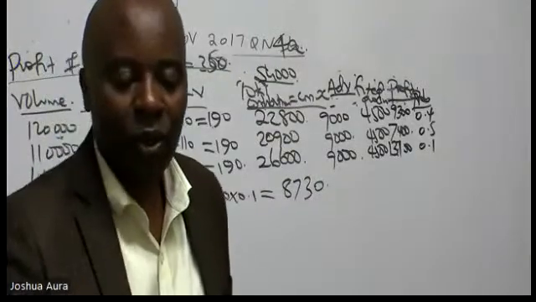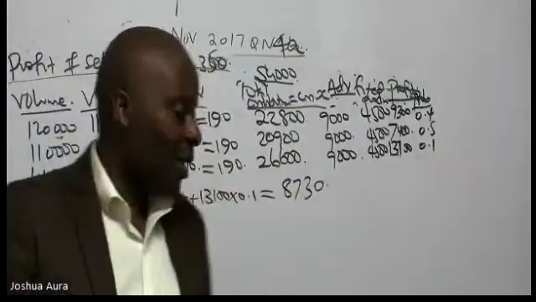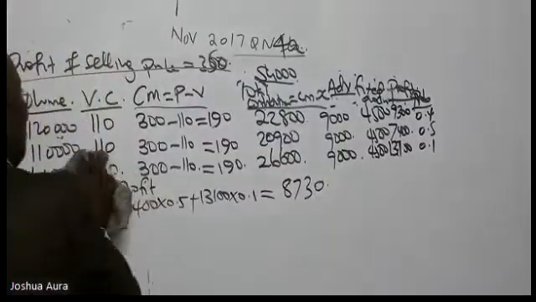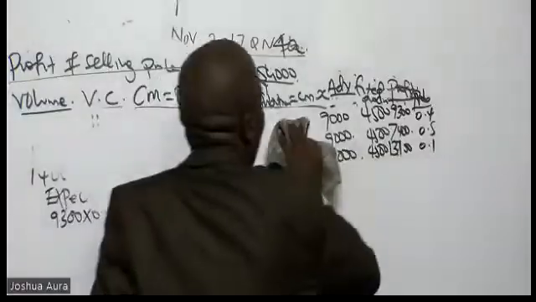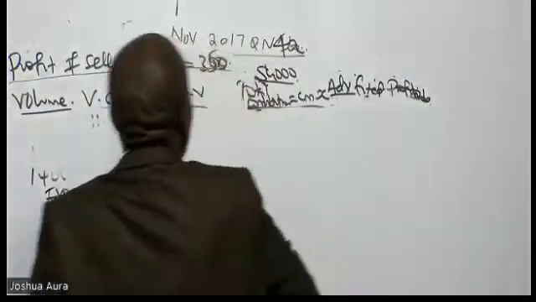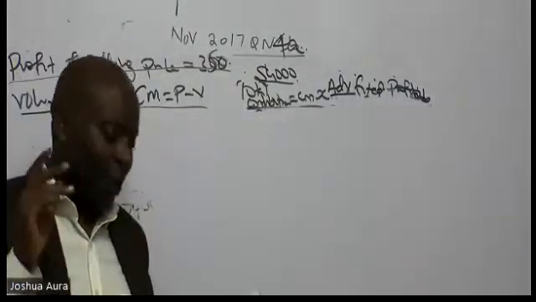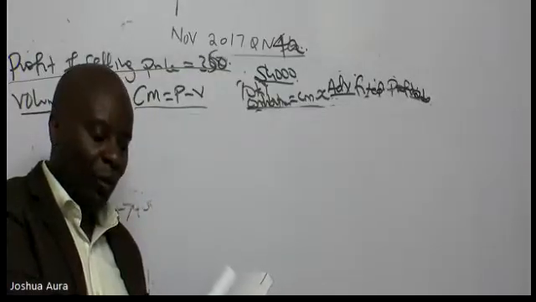Profitability analysis of the second price. So I'll still borrow this same table here, same format, everything. But now remember, there were two prices, 300 and a price of 350. So this time around, we're going to the second part of the table.